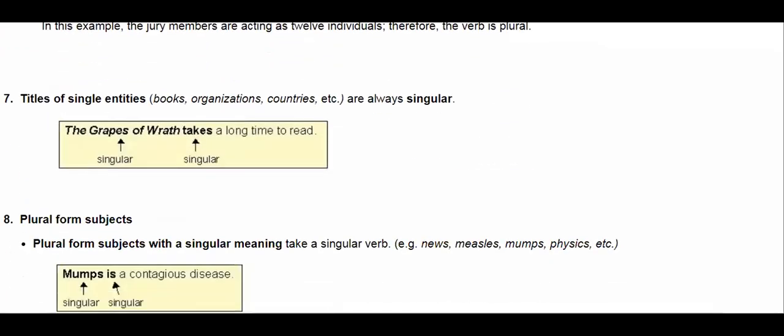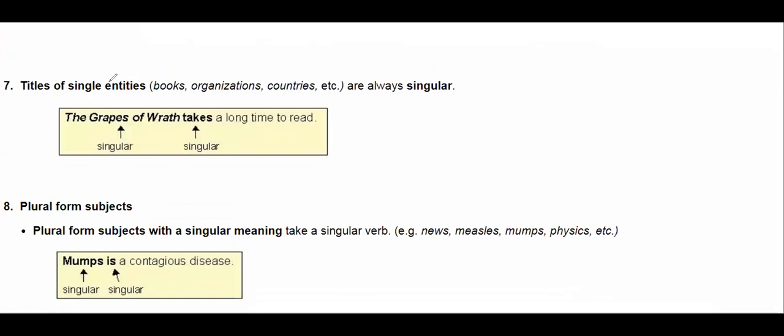We're down to number 7. Titles of single entities such as books, organizations, and countries are always singular. The Grapes of Wrath, which is the name of a book, takes a long time to read. Although the word shows that there is a plural word in it, altogether it is one single thing. That is, we are talking about a single book. Hence, your verb is going to be singular as well.